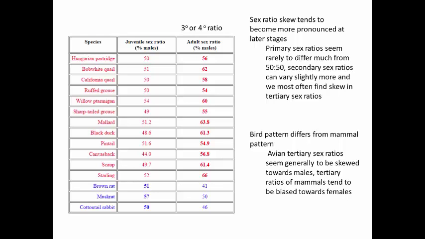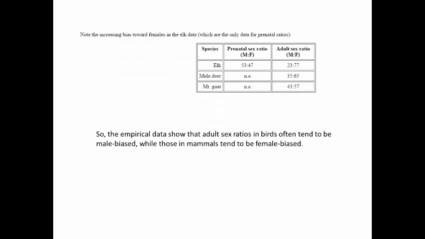That is, there tends to be slightly higher male survivorship than females, so the adult populations will be slightly above 50% male and slightly below 50% female. Whereas in mammals, the reverse is true. That is, adult populations tend to be slightly below 50% male and slightly above 50% female.